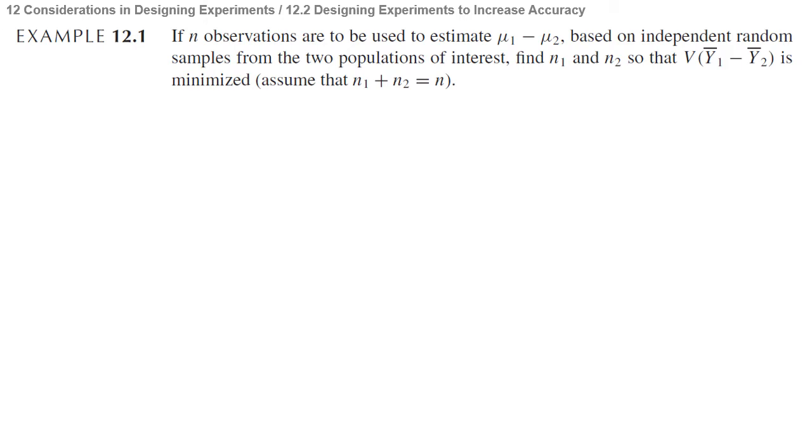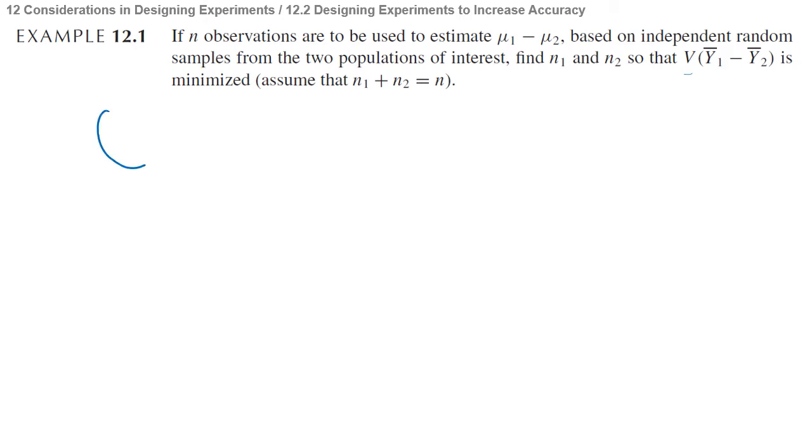Let's move on to example 12.1, which is the generalized problem from the previous example. If n observations are to be used to estimate mu1 minus mu2 based on independent random samples from the two populations of interest, find n1 and n2 so that the variance of y1 bar minus y2 bar is minimized.